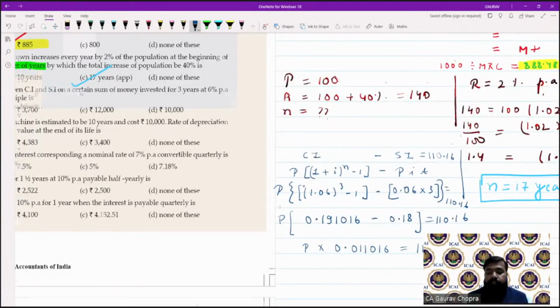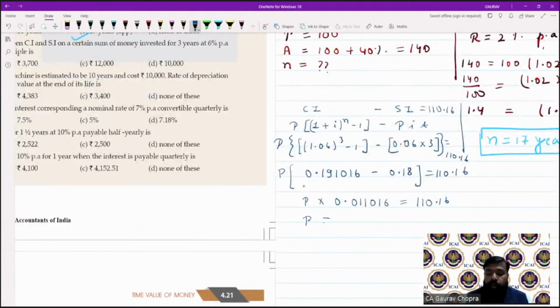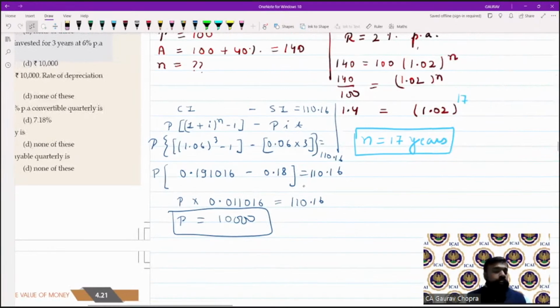it will go on other side and get divided. Therefore value of P will be 110.16 divided by that figure, we are getting 10,000. So principal is 10,000. So in this way we can calculate the principal. So this is the first way to calculate the principal.